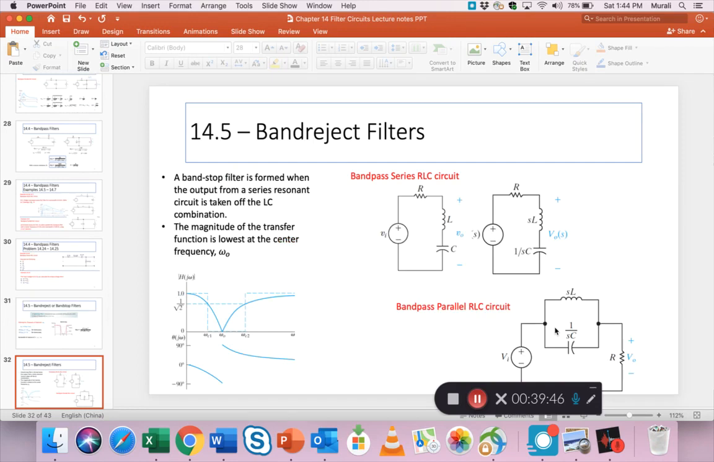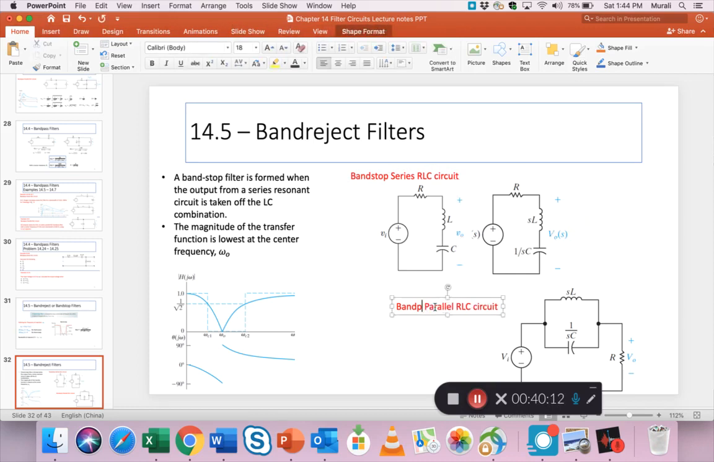And how do you implement a band reject? Important question. You take the same RLC circuit, but now you're getting your output across the L and C combination, not the R. That's the difference between the band pass and the band stop. Oh, I should call this band stop. Sorry.